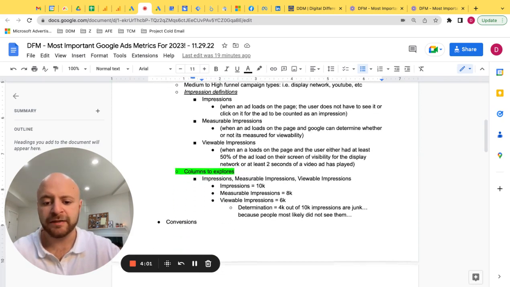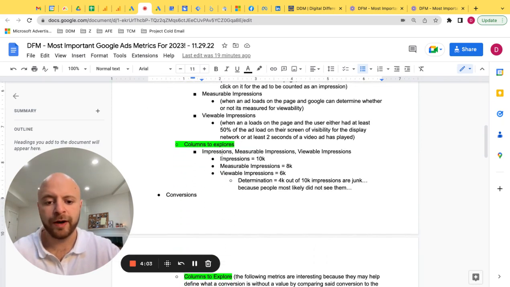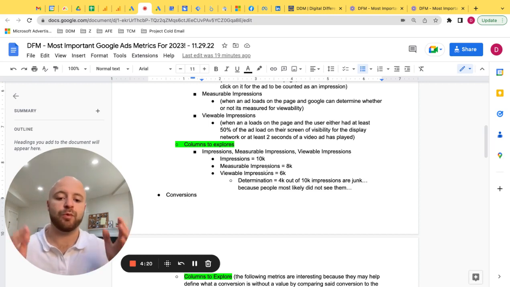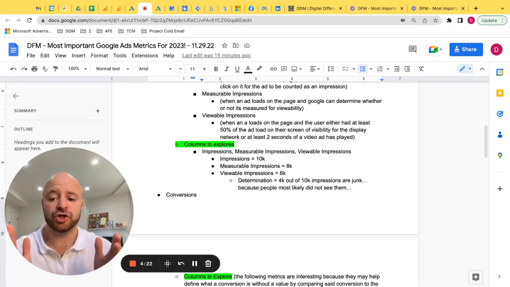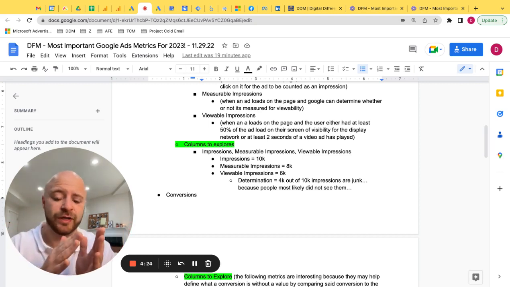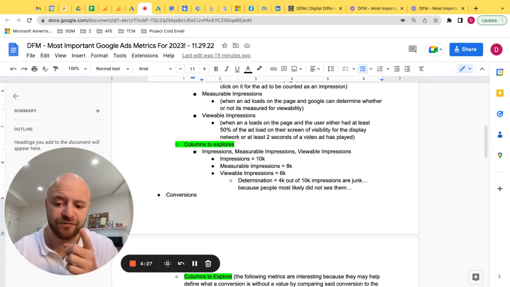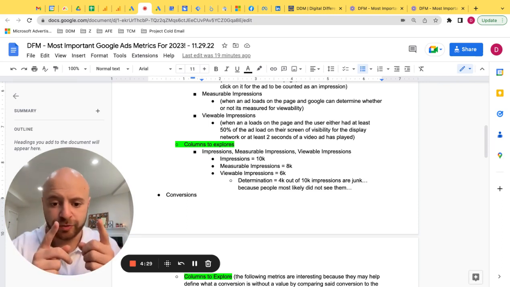Okay, viewability. Columns to explore: impressions, measurable impressions, and viewable impressions. So a lot of this was based on display and video, but here's the example broken out. Impressions, let's say you had 10,000. Measurable impressions would maybe be 8,000, and viewable impressions is 6,000. A measurable impression is to say whether Google can determine whether you viewed it or didn't view it. So viewable impressions plus non-viewable impressions equals measurable impressions.